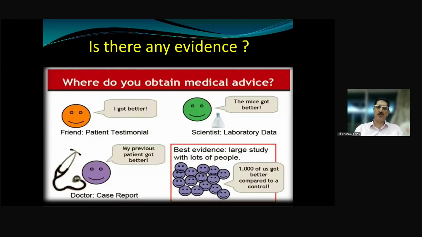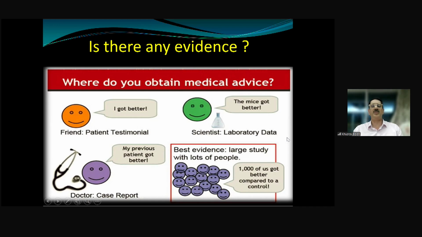Is there any evidence to what I have said? Evidence can be of 4 types. Yeah, my friend told me and I got better, or a colleague told me and I think I should use it, or the mice got better. There are some experiments in the lab, or my previous patient got better and therefore it's a case report. But finally, we need evidence and we need large studies.